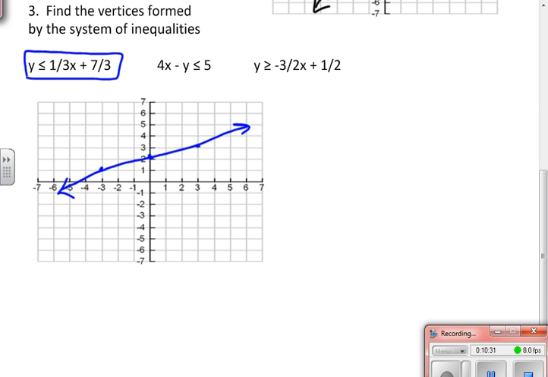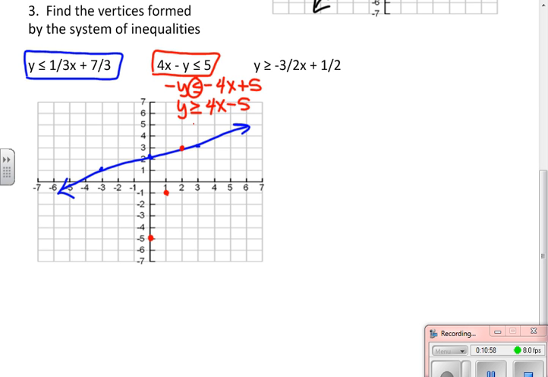Now I'm going to go to the next one. This one I need to manipulate first, so I have negative y is less than or equal to negative 4x plus 5. I need to flip the signs. I need to multiply by a negative, so don't forget to flip. Y is greater than or equal to 4x minus 5. So minus 5 is my intercept. My slope goes up 4, 1, 2, 3, 4, right 1. And this is also a solid line, and so I have that region right there.